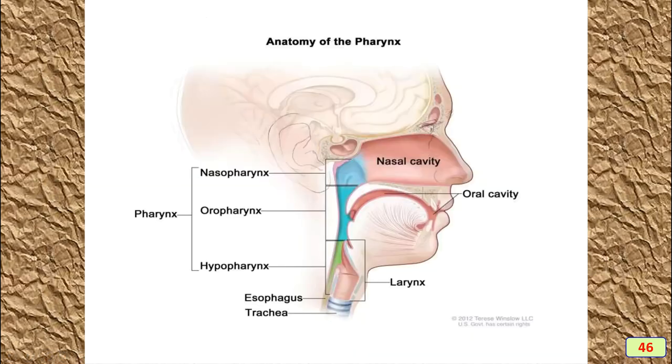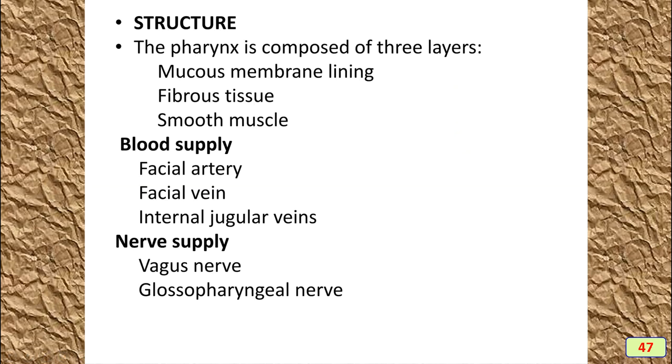So this is the structure: the nasopharynx is the upper one, the oropharynx the middle one, then the hypopharynx is the lower one. Then the larynx is the one which is always required for respiration. The trachea is open when the animal is respirating, and when it is swallowing something, the epiglottis closes it.